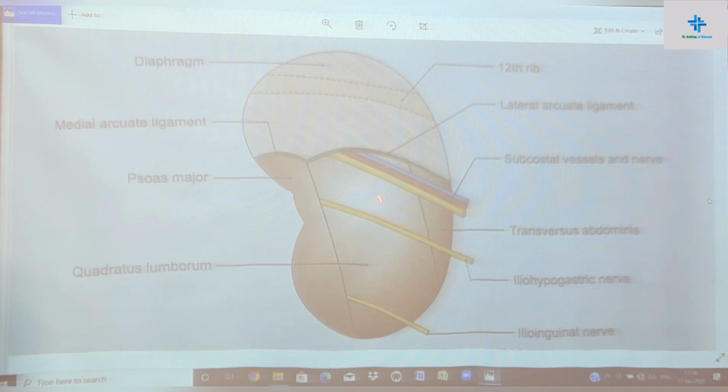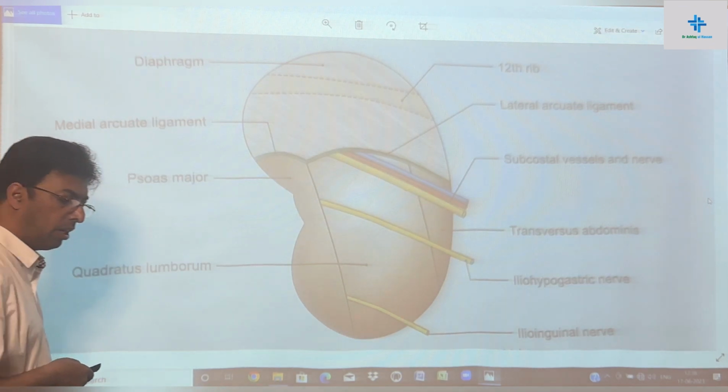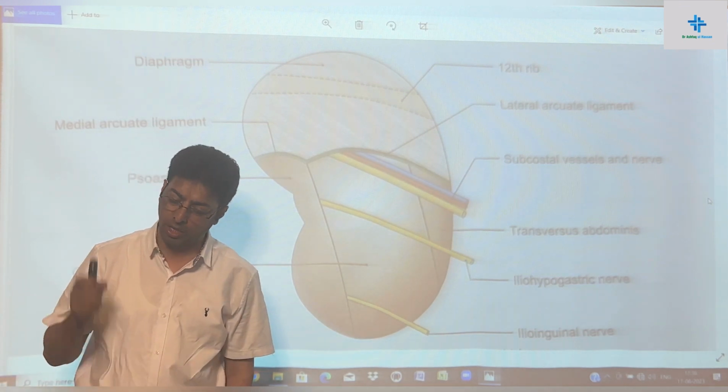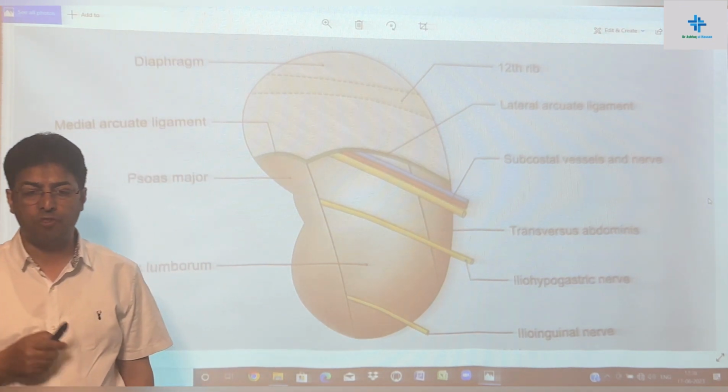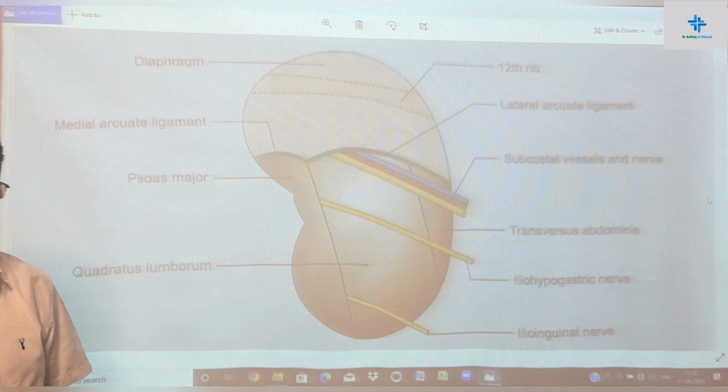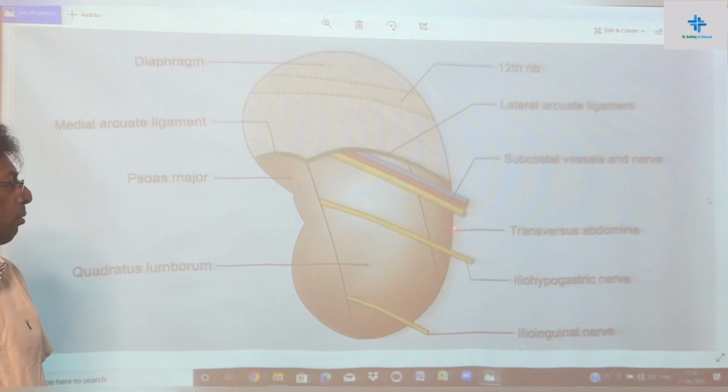Then you have three important nerves: the subcostal nerve, the iliohypogastric, and the ilioinguinal nerve. The subcostal, iliohypogastric, and the ilioinguinal nerves are very important as far as the relations are concerned. In fact, the subcostal nerve is accompanied by the subcostal vessels as well. That's important. And you have three important muscles.